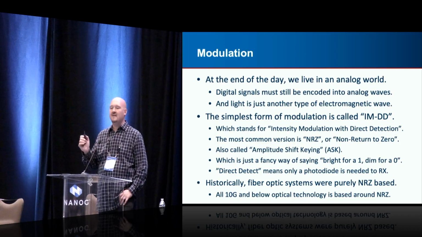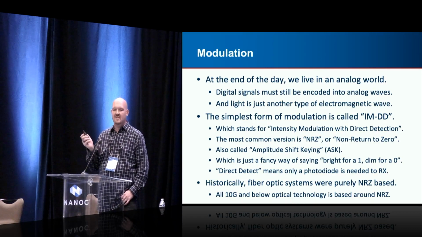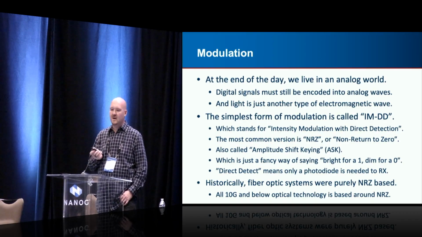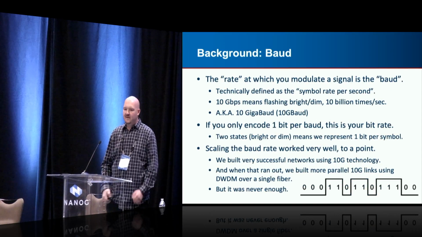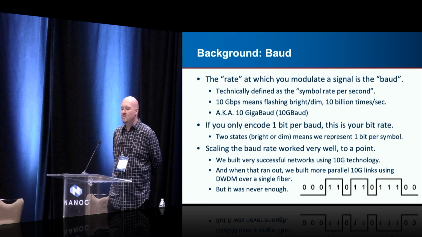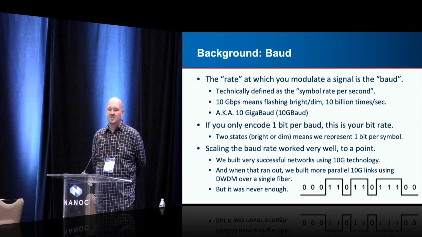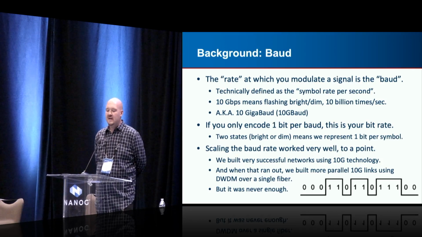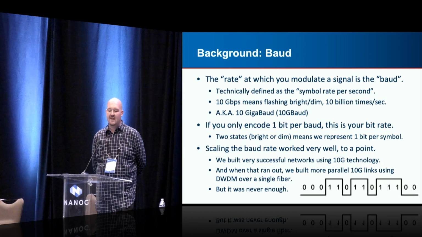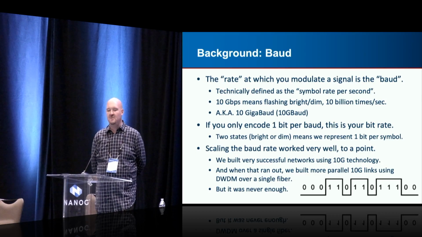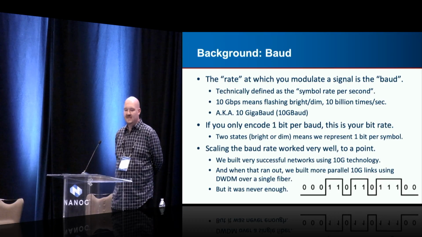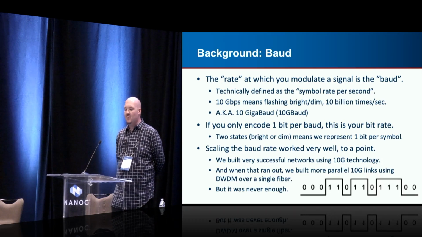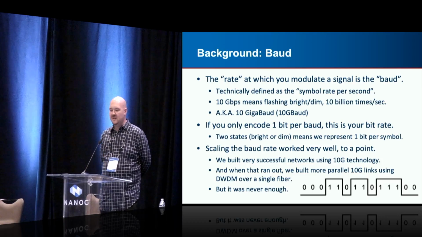Most of your client optics are in this category. And only the newest, highest end long haul or high capacity systems are something else. So baud is what happens when you have a signal state. So it's the rate at which you modulate a signal. So if you send a 10 gigabit per second signal, that means you flash between a bright or a dim 10 billion times a second. That's 10 gigabaud. You carry 1 bit per baud, and so there's your 10 gigabit.